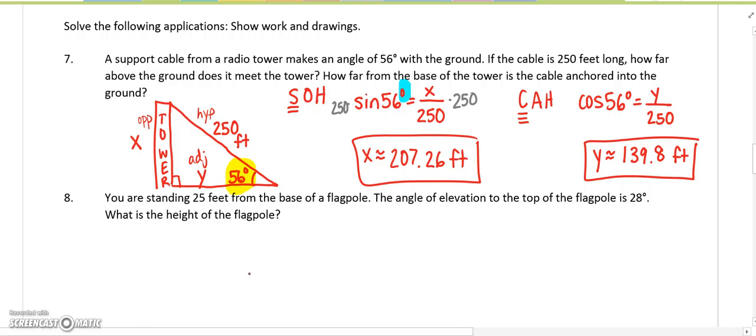If you're looking for unit circle or graphing, check a different video because those kind of take up a lot of time. I made a separate video for those.